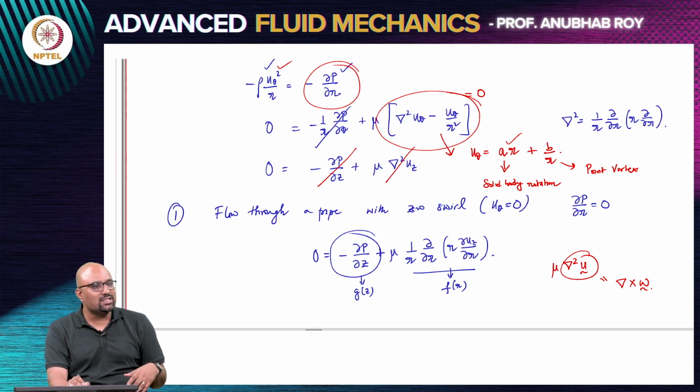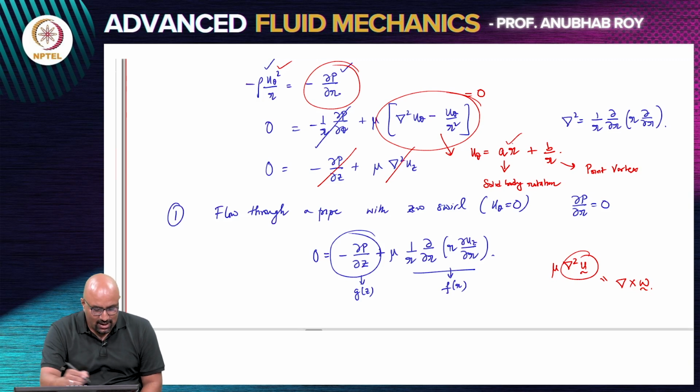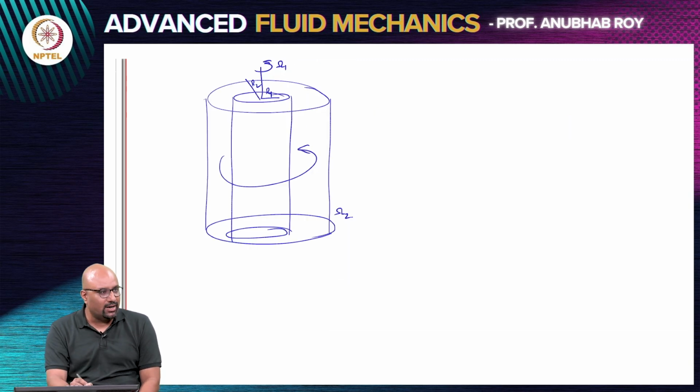And viscous force can be 0 when the viscous stress is equal to 0, which happens for a solid body rotation, and it is also 0 when the flow is potential, which will happen for a point vortex. So that's the reason why you get these. Now you will apply the boundary conditions in this problem.